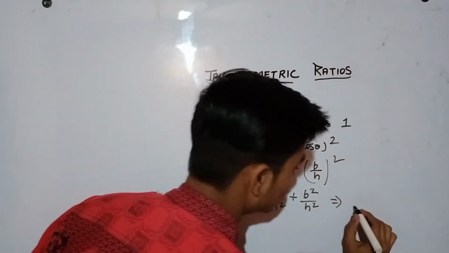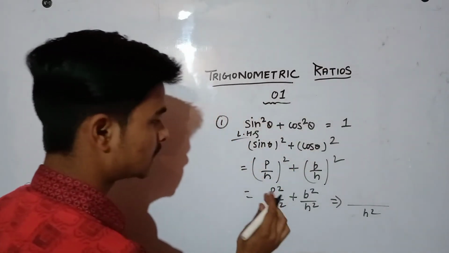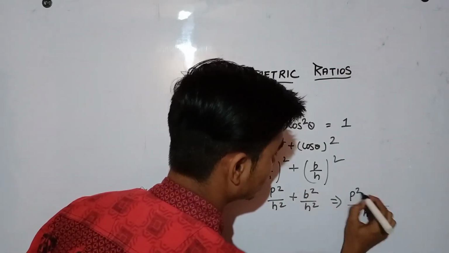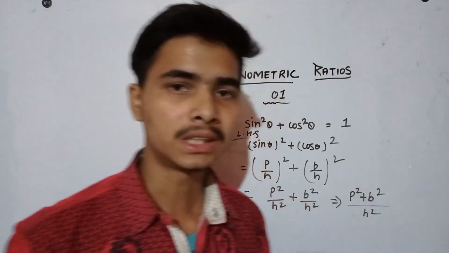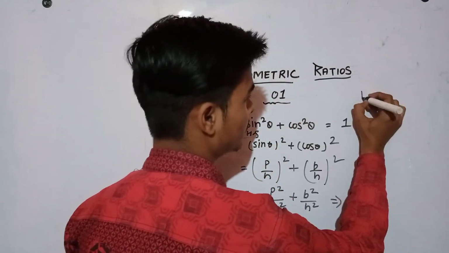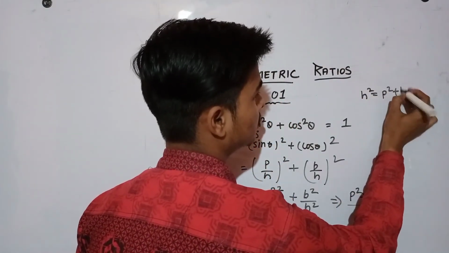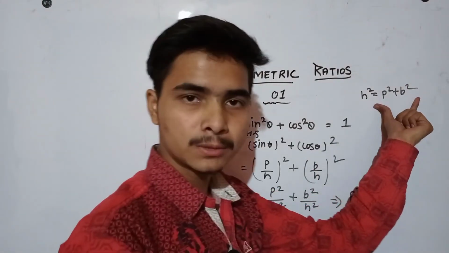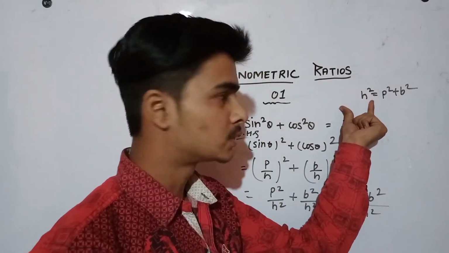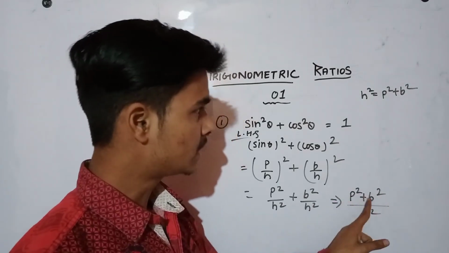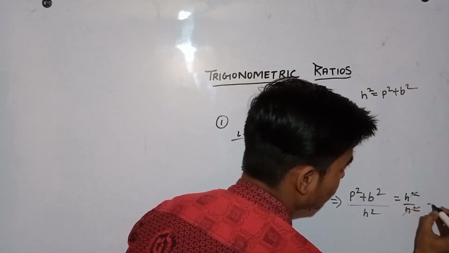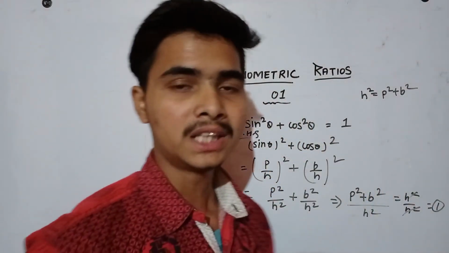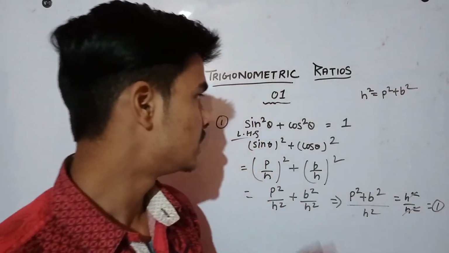Taking h square as common, means the LCM, what are we going to get? P square plus b square. Now an important thing: if you know the Pythagoras theorem, you also know that h square is equal to p square plus b square. Means p square plus b square can be written as h square. So put this here: p square plus b square can be written as h square, divided by h square. So what we got? 1. So sine square theta plus cos square theta is equal to 1.